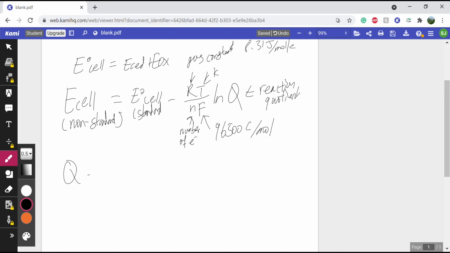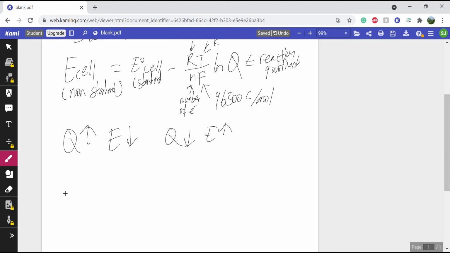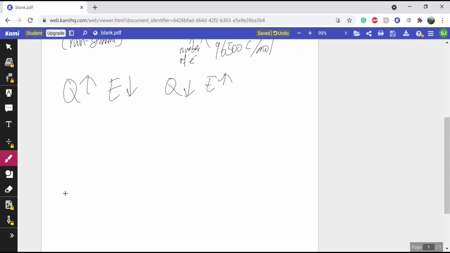So as Q increases at a given time, and Q, as you should know, is products to the mole power divided by reactants to the mole power, like K equilibrium, except not at the equilibrium point. At any given point there is a Q. As Q increases, the E cell will decrease, and as Q decreases, E cell increases. So when Q increases, the cell will become less spontaneous, and as Q decreases, the E cell will become more spontaneous. Now let's talk about the second way.